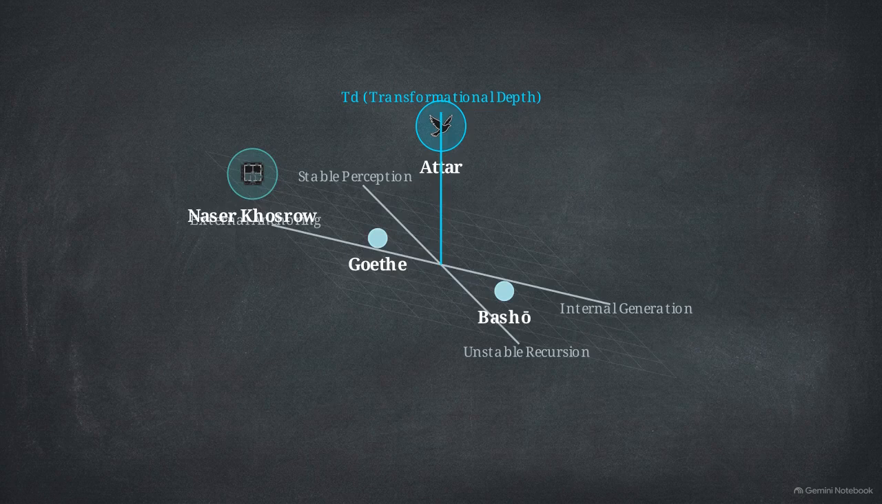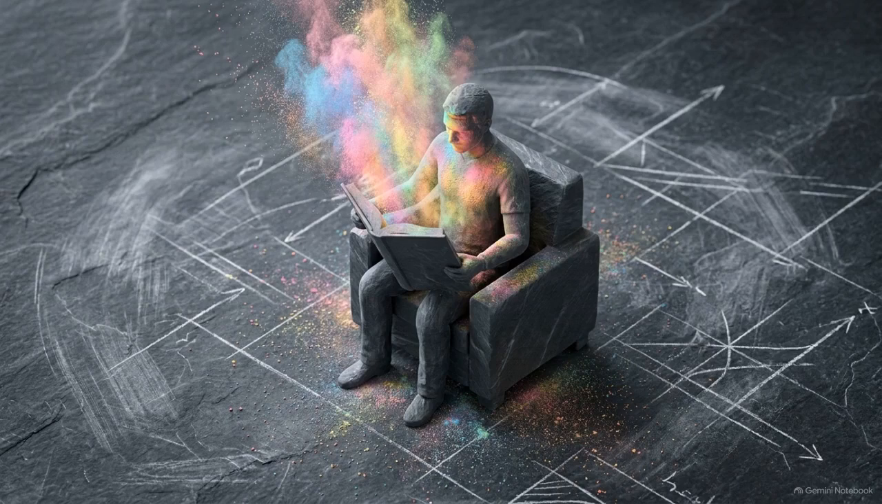Attar scores exceptionally high on the vertical axis of transformational depth, while Hedayat is pushed deep into the zone of internal recursive instability. These are not competing stages of development. They are alternative, highly functional architectures used to construct a continuous experience for a reader.